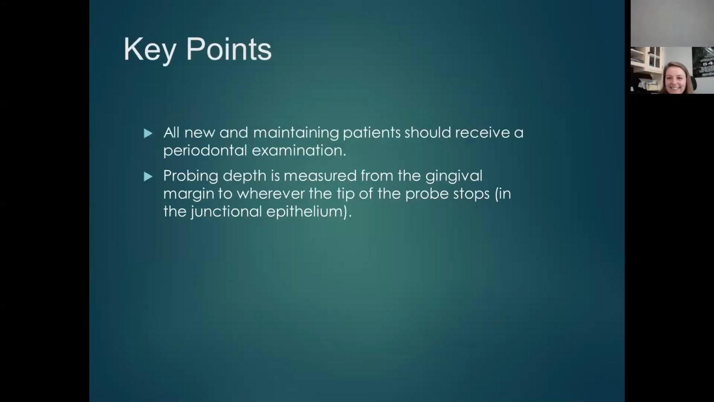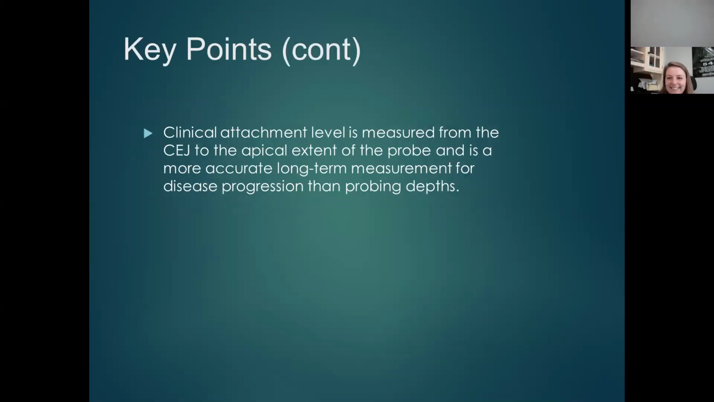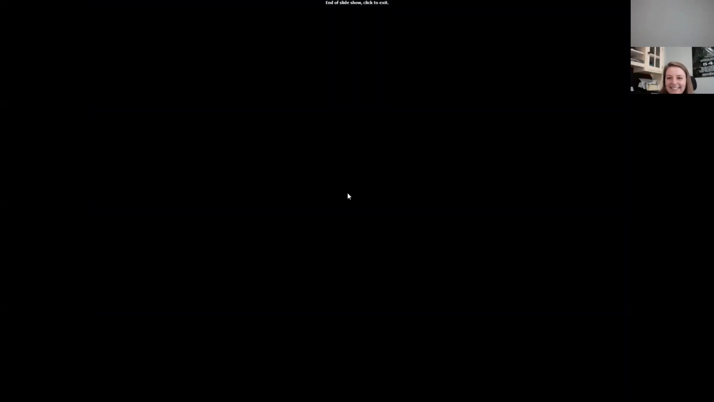So as you know, we need to get a baseline on all of our patients, and probing depth is measured from the gingival margin to where the tip of the probe stops within the junctional epithelium. And every patient needs to have some sort of a baseline. Clinical attachment level is measured from the CEJ to the apical extent of the probe and is a more accurate long-term measurement. So we're always looking at that.